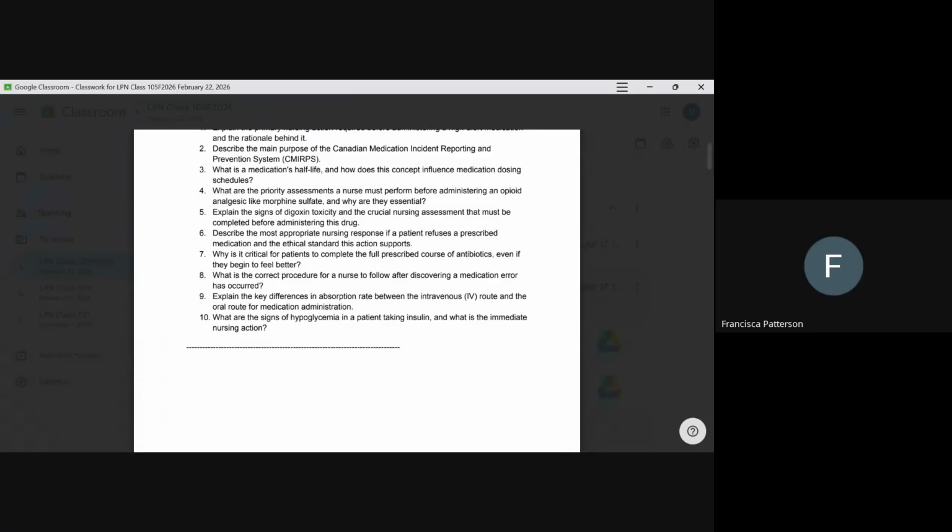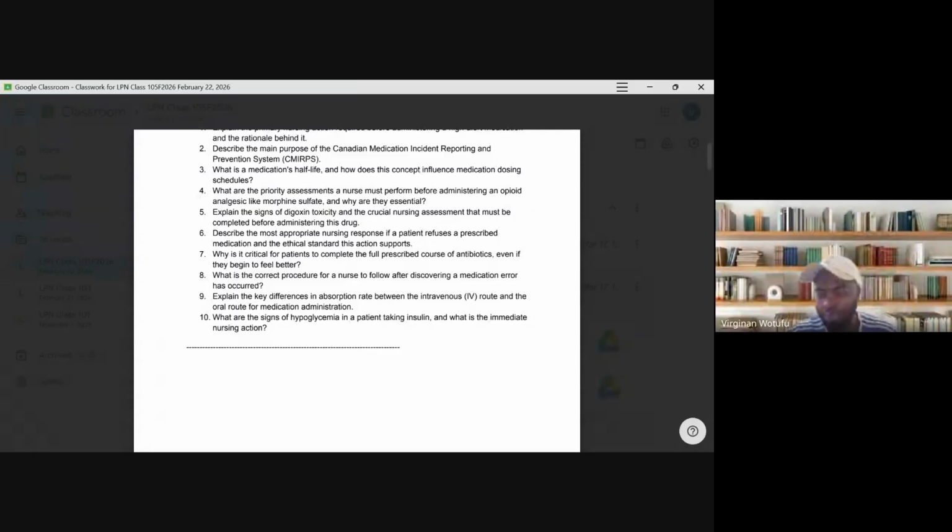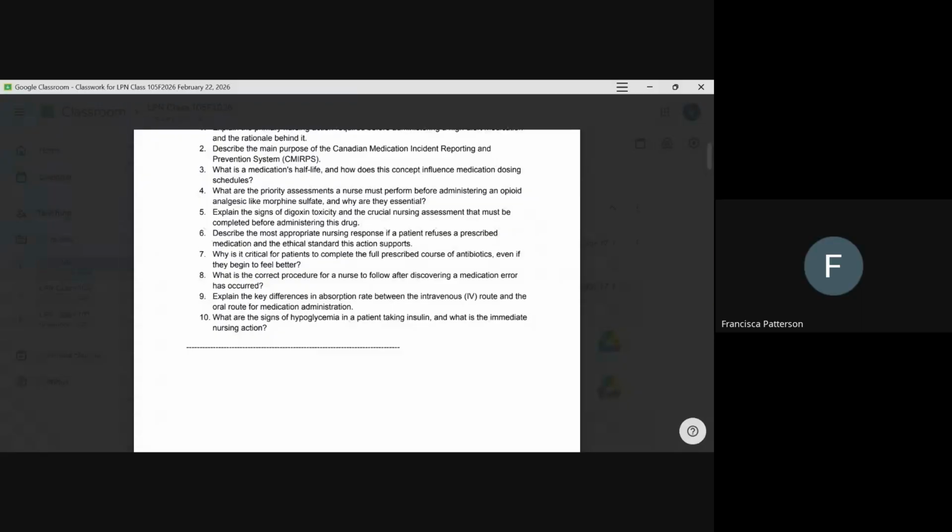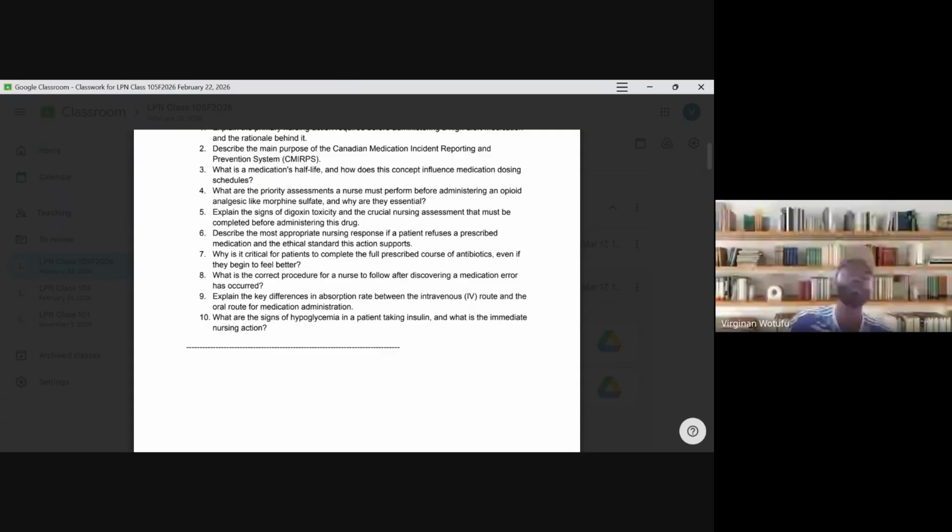I think the patient has the autonomy to decide whether he wants a particular treatment. So if he refuses, I think you should respect the patient's wishes and notify the provider. Good. Like you said, you respect the patient's autonomy, you document the refusal, and you notify the provider. Okay.